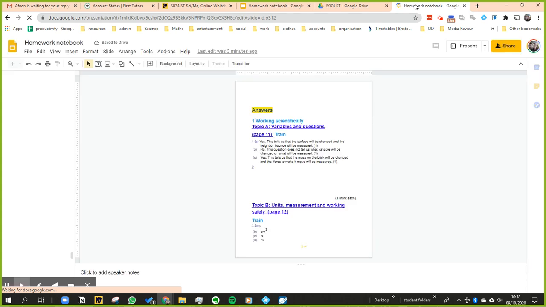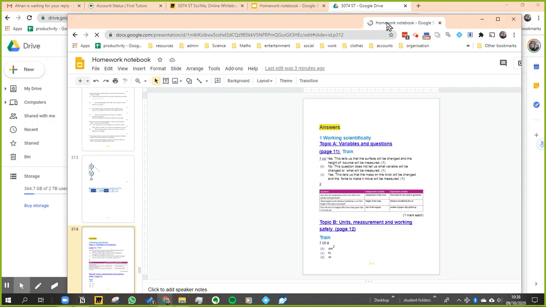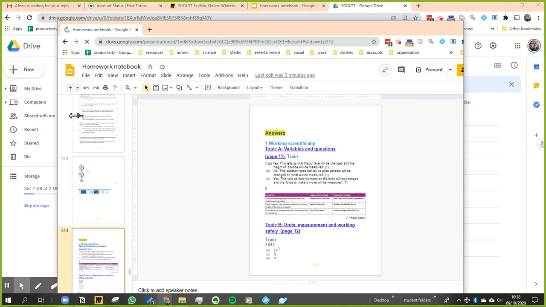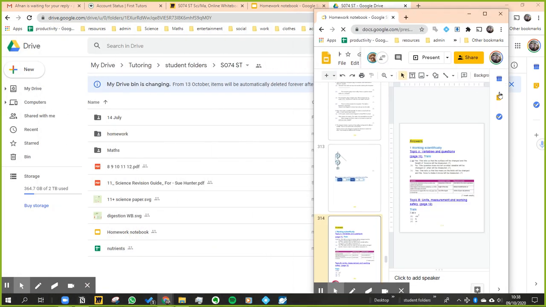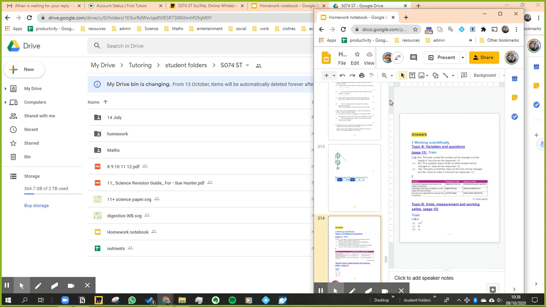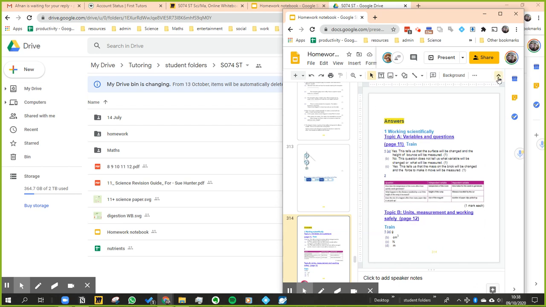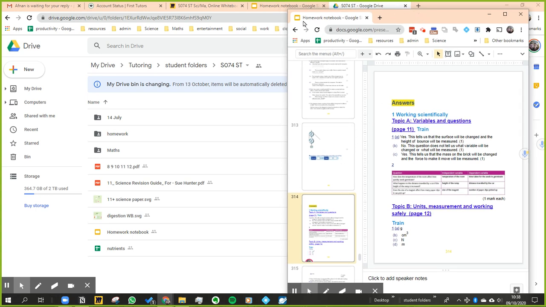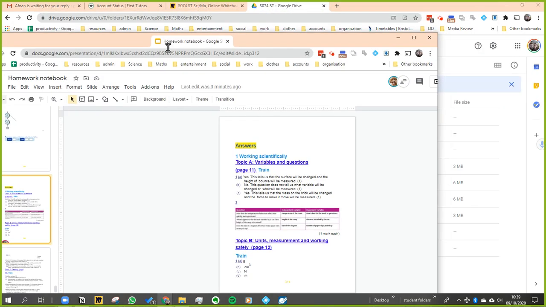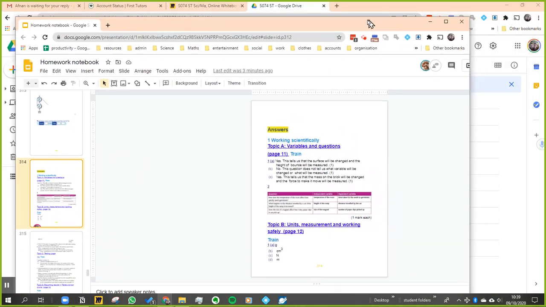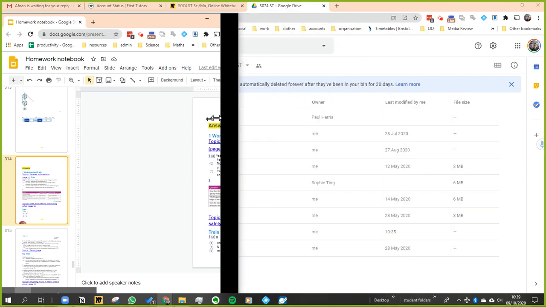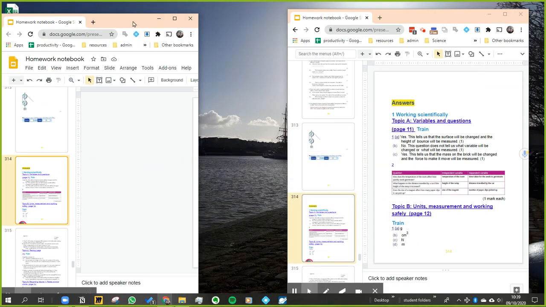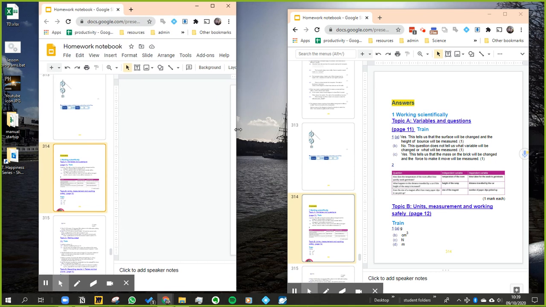Even better, what I can do is separate it like that, and move that to one side. I'd probably even get rid of this side panel, if I can. I'm not quite sure how to get rid of the side panel, but there will be a way. So if you can work out how to get rid of all this stuff here, it'll give you a bit more space. And then you go over here, and move that to one side. Let's minimize that. Now we've got 2 copies of the same notebook.